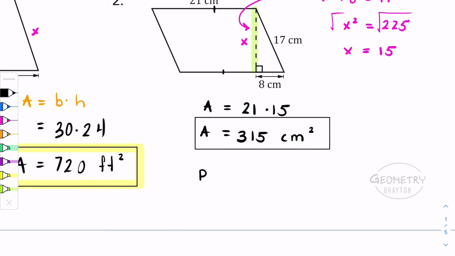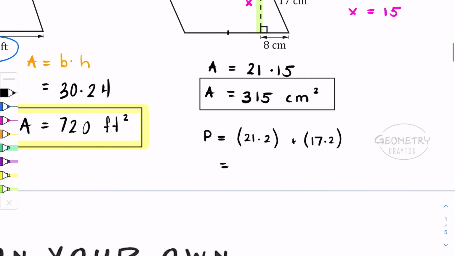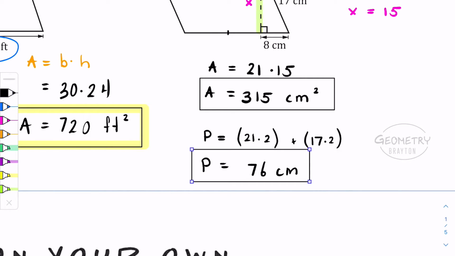The perimeter is when you add all sides. So we have two side lengths at 21, and we have two side lengths at 17. When we multiply these and add them together, our perimeter is equal to 76 centimeters. And that is our final answer.